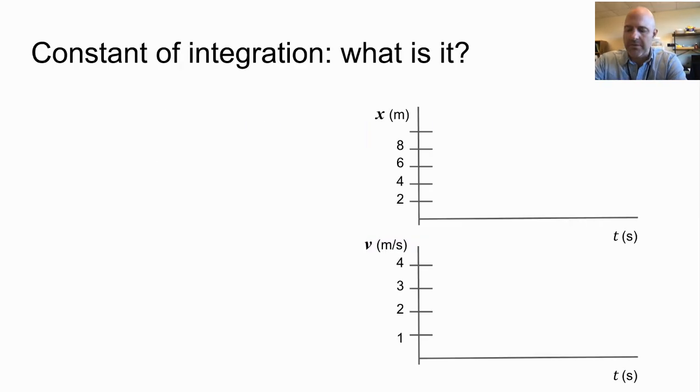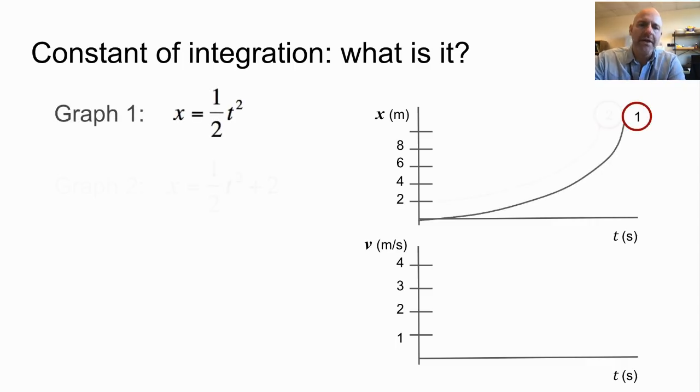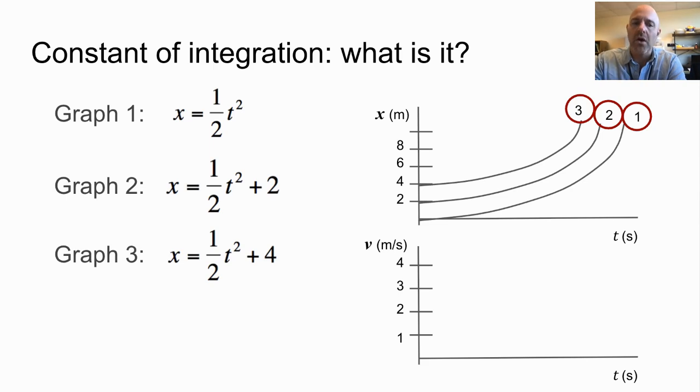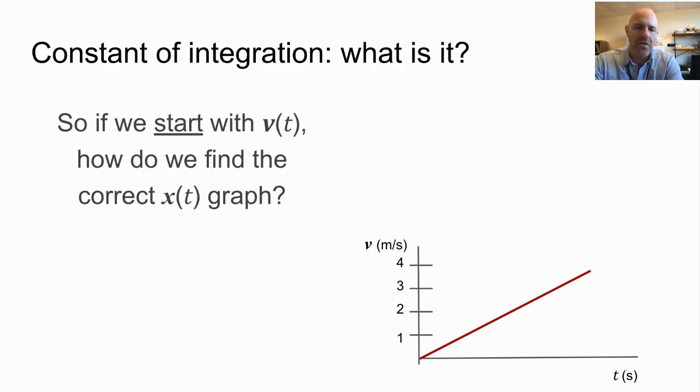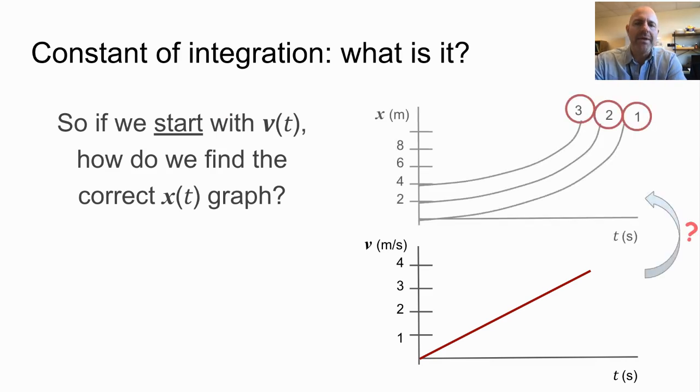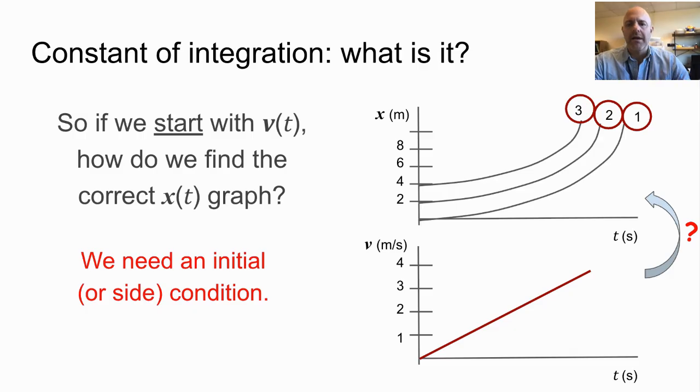So what about that constant of integration? I keep saying that is the initial condition. If you look at these three position time graphs, which are all 1/2 t squared, but one is +0, one is +2, and one is +4, you'll notice that what that does is shift them up the position axis. Basically, they have different initial positions. They all have the same derivative, where the velocity with respect to time is just t, so it's a straight line linear relationship. But how can you know which one of those is the appropriate pair with this velocity time graph? For that, you would need to know some sort of integration, right? If we integrate, we end up getting a plus c, and that plus c is our initial or side condition.